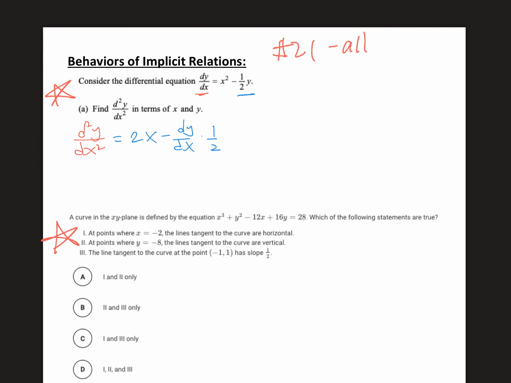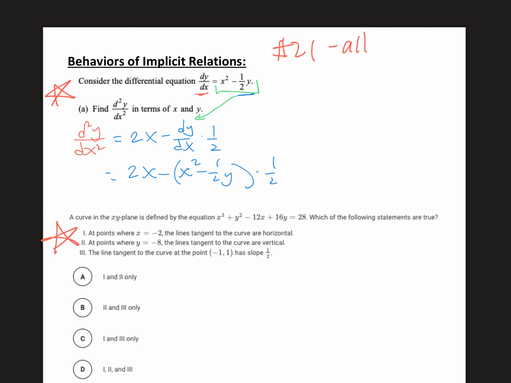Some of you might be like, okay, am I done? No, remember the tricky part about the second derivative: you see dy/dx right there? I have to substitute dy/dx back in there, because I already have it. So you should have 2x minus (x squared minus 1/2 y) times 1/2. Once again, when you find the second derivative, you have to plug the first derivative back in, because we already know the value.